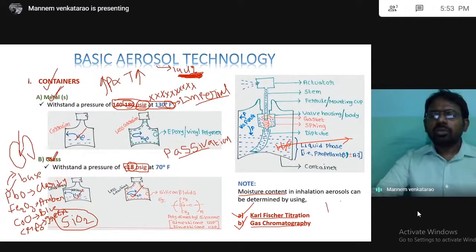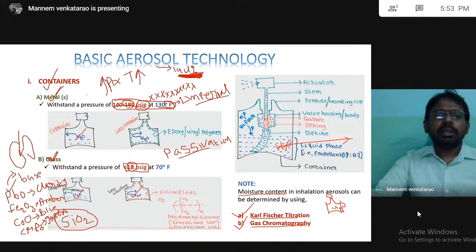If an unknown aerosol is given to you, you have to check immediately, before packing, whether the product contains water or not. How? By using Karl Fischer titration or gas chromatography. So this is called evaluation. In the first introduction, you evaluate the particle size. What is the particle size in that aerosol product? How can you evaluate it? By using cascade impactor or light scattering and decay. Next, whether the product contains moisture or not, how can you evaluate? That is by using Karl Fischer titration or gas chromatography.